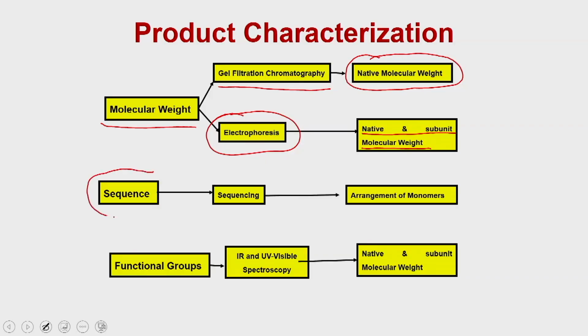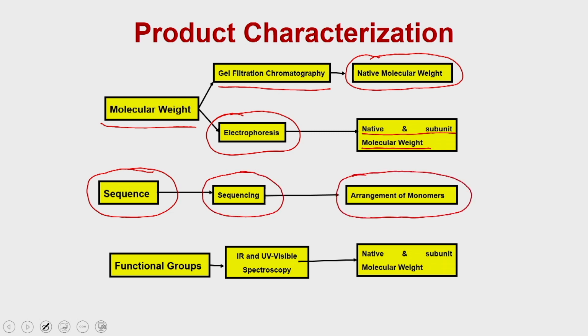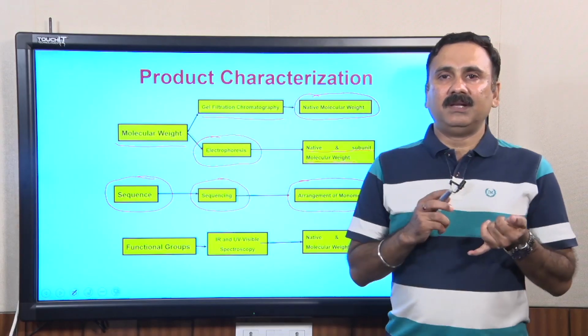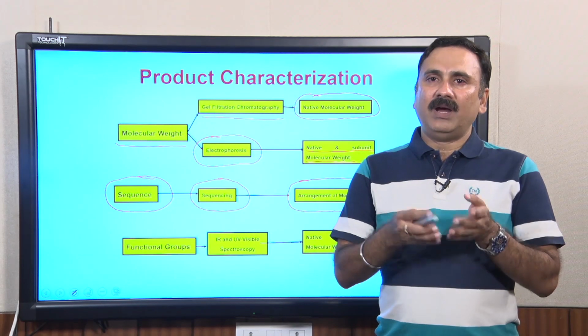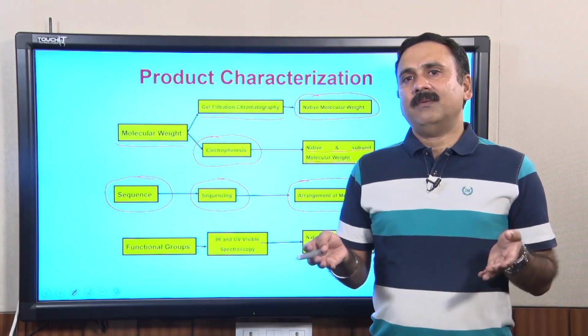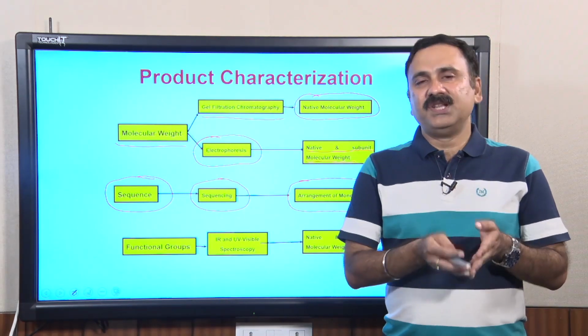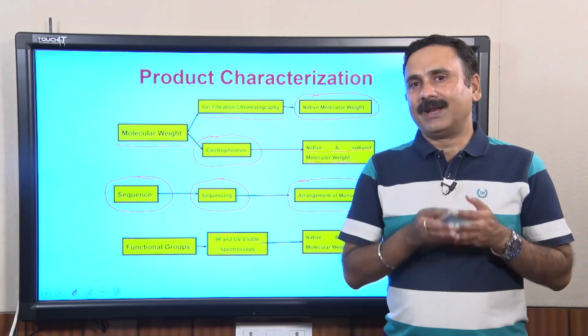Now, the next thing you can do in this series is deduce the sequence of the biomolecules, and that is always done by sequencing techniques. Sequencing techniques will tell you about the arrangement of the monomers, because in the case of a biomolecule, whether it is a protein or DNA, it is not only important that all the functional groups are present, but also in what sequence these functional groups are arranged.